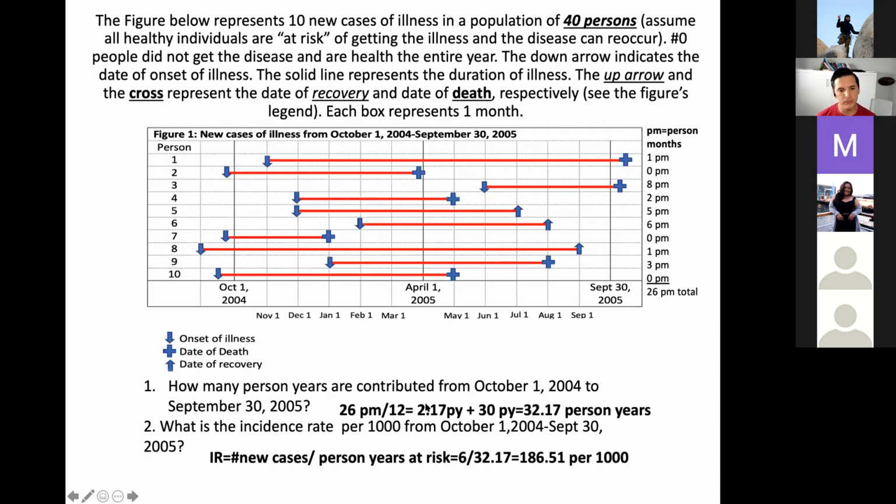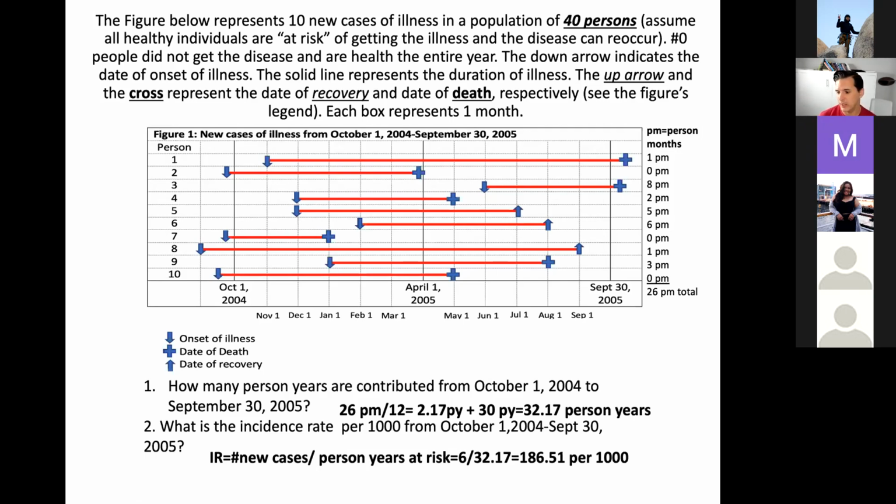You divide that by 12 to get 2.17 person years. You're dividing it by 12 because there are 12 months in a year. So that converts your person months to person years. And so that 2.17 is the amount of time at risk that the 10 people in the figure contribute. We add those to the 30 person years that the 30 people who are healthy for the entire year contribute. And that gives us 32.17 person years from October 1st to September 30th.